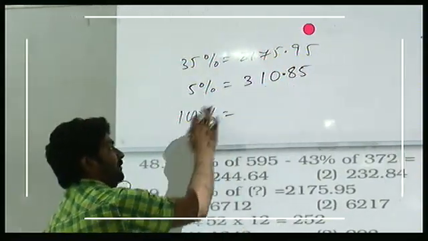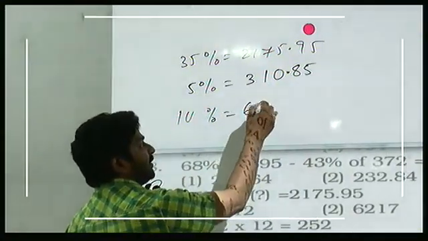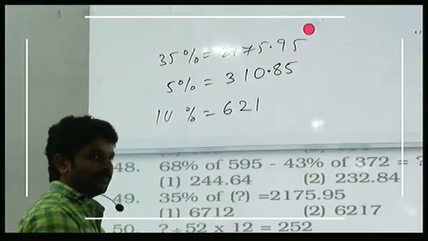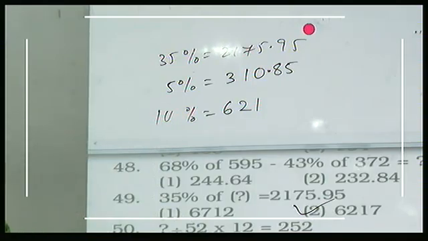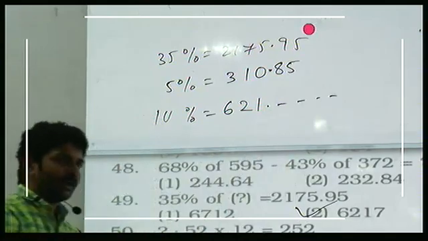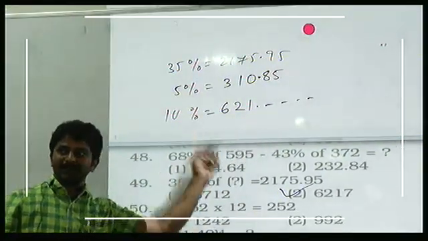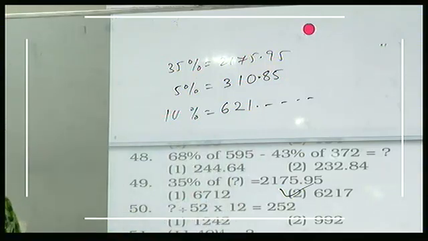If 5% is this much, 10% is 2 times of this. That is 6, 21. You are done. Still something remains, but who cares? 10% starts with 621, 100% starts with 6210 and something. Right? Next.